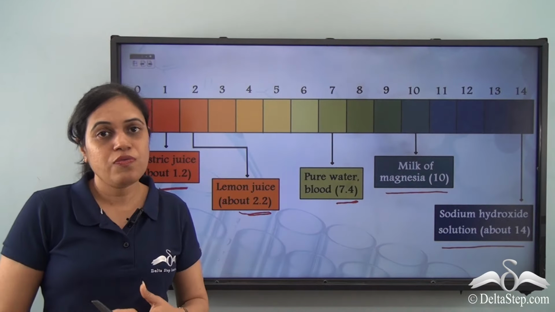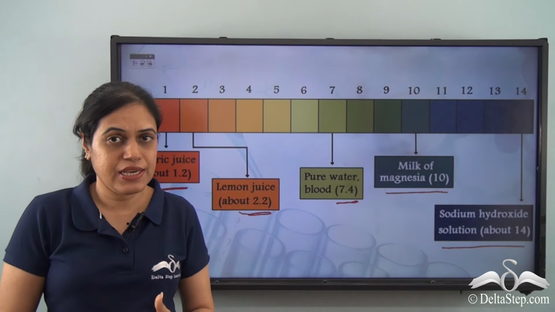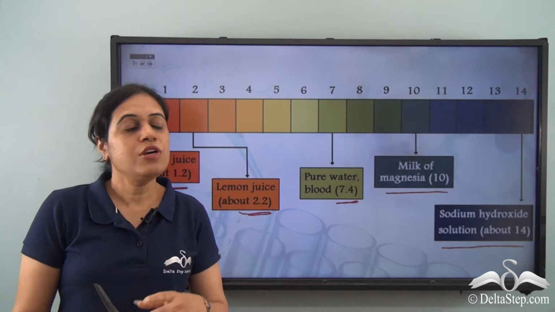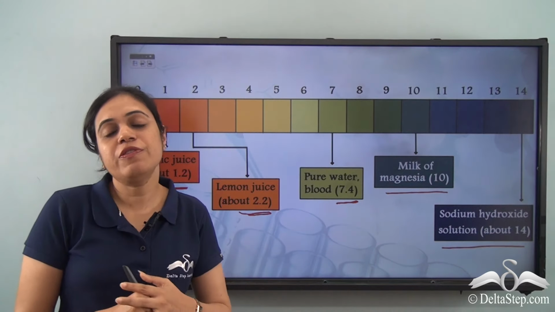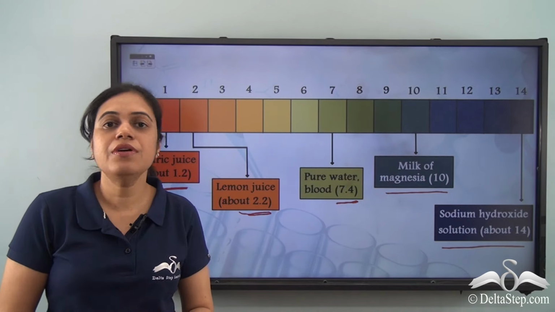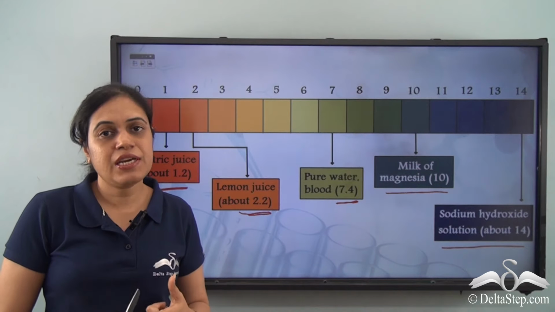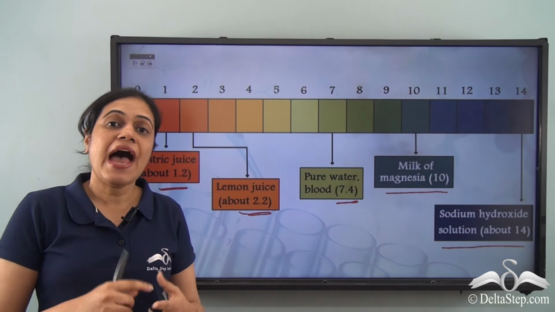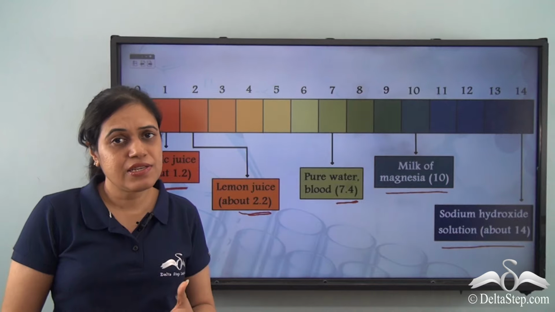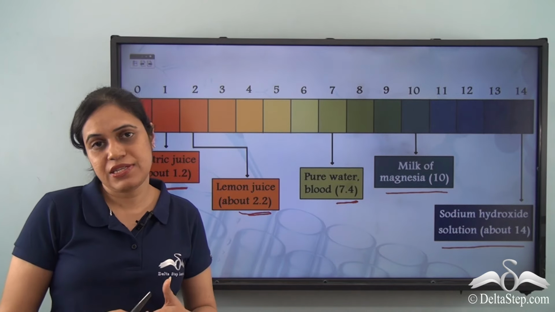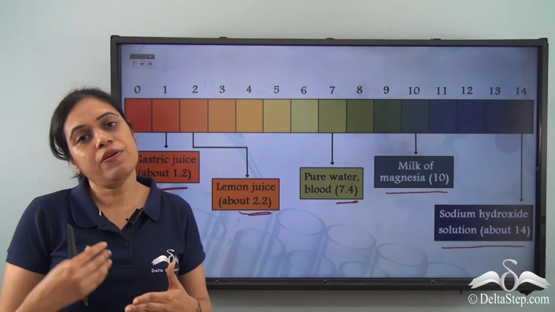So this is how we use the universal indicator and the pH paper to find the pH of different substances and infer whether they are acidic, basic or neutral, and whether they are strongly acidic or weakly acidic, strongly basic or weakly basic.